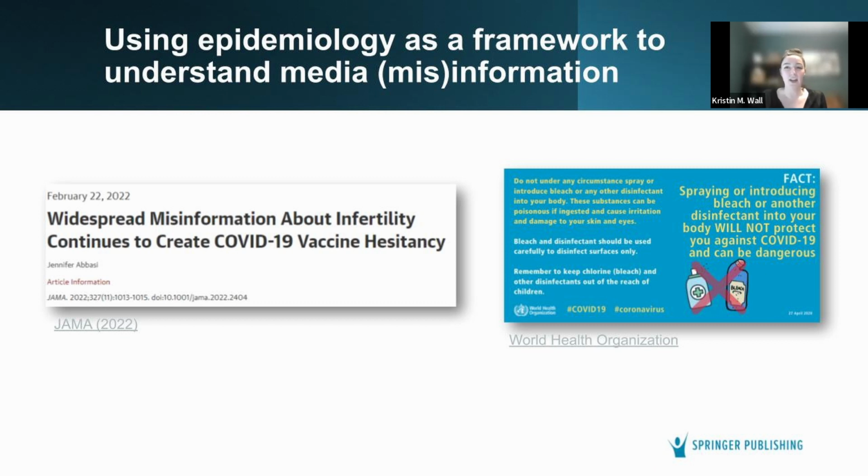And many public health agencies are actively trying to combat misinformation in social media and in other platforms. So for example, we see here that the WHO, the World Health Organization, has created an infographic discouraging people from ingesting bleach or other disinfectants as a way to prevent or treat COVID-19.